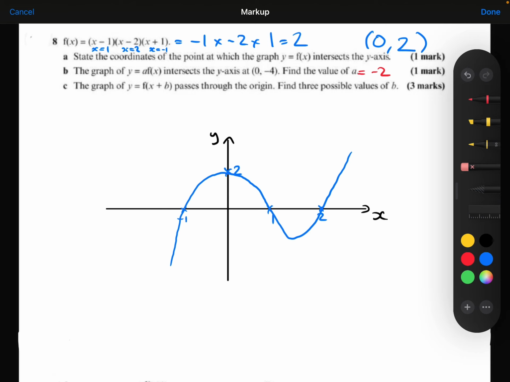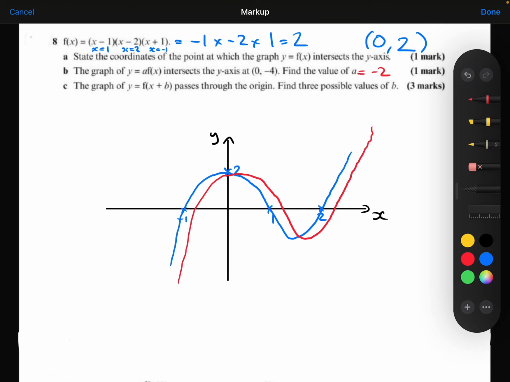So we are translating the graph in the x direction, and it ends up passing through the origin. So what could the possible values of b be? Let me just draw out the original function, where b is 0. Where I'm drawing this little red line here, it's as if b was 0, so I've not translated it at all.